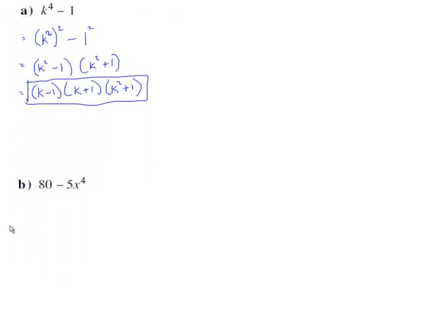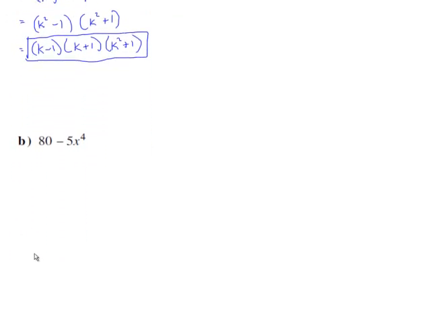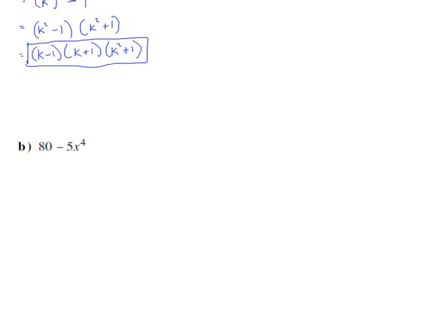Okay, on to the next, 80 minus 5x to the fourth. So the first thing I'll do is look for a common factor to take out. Both of these terms are divisible by 5, so I'll take out a common factor of 5. Then 80 divided by 5 is 16, and negative 5x to the fourth divided by 5 is negative x to the fourth. Check inside the bracket to see if it's factorable.